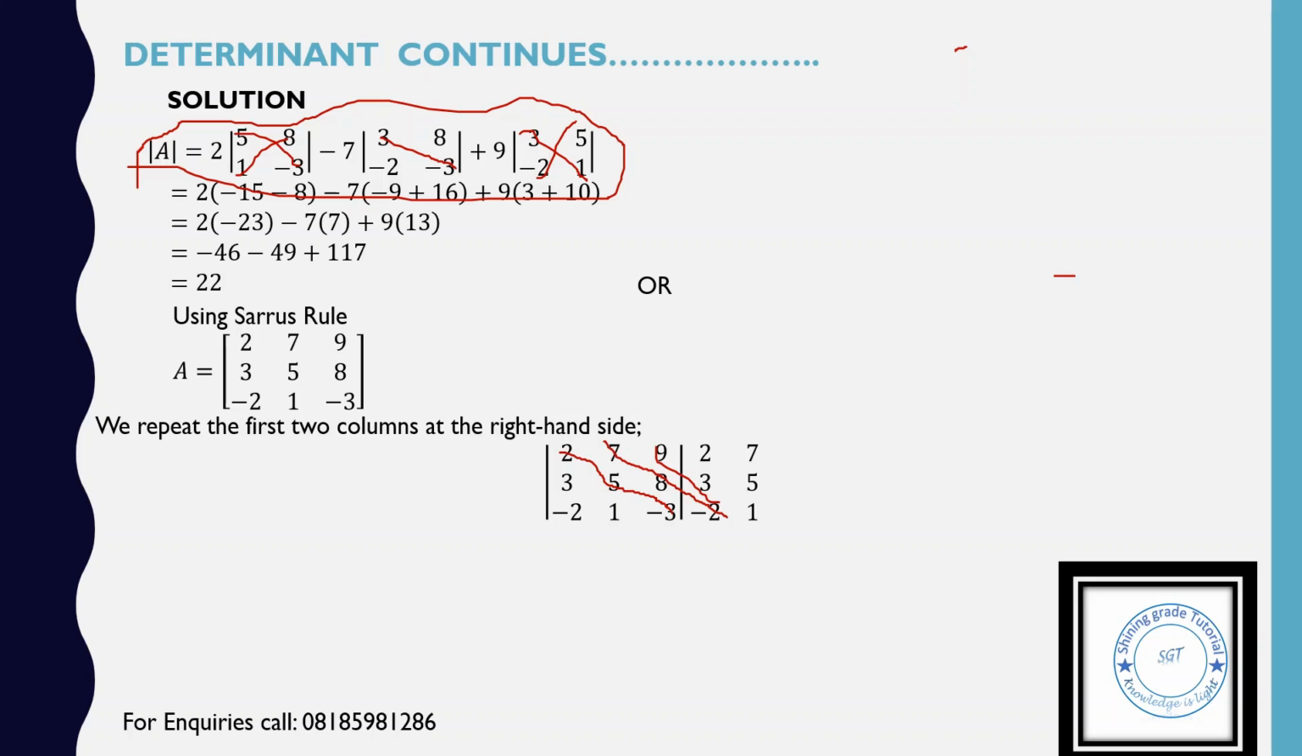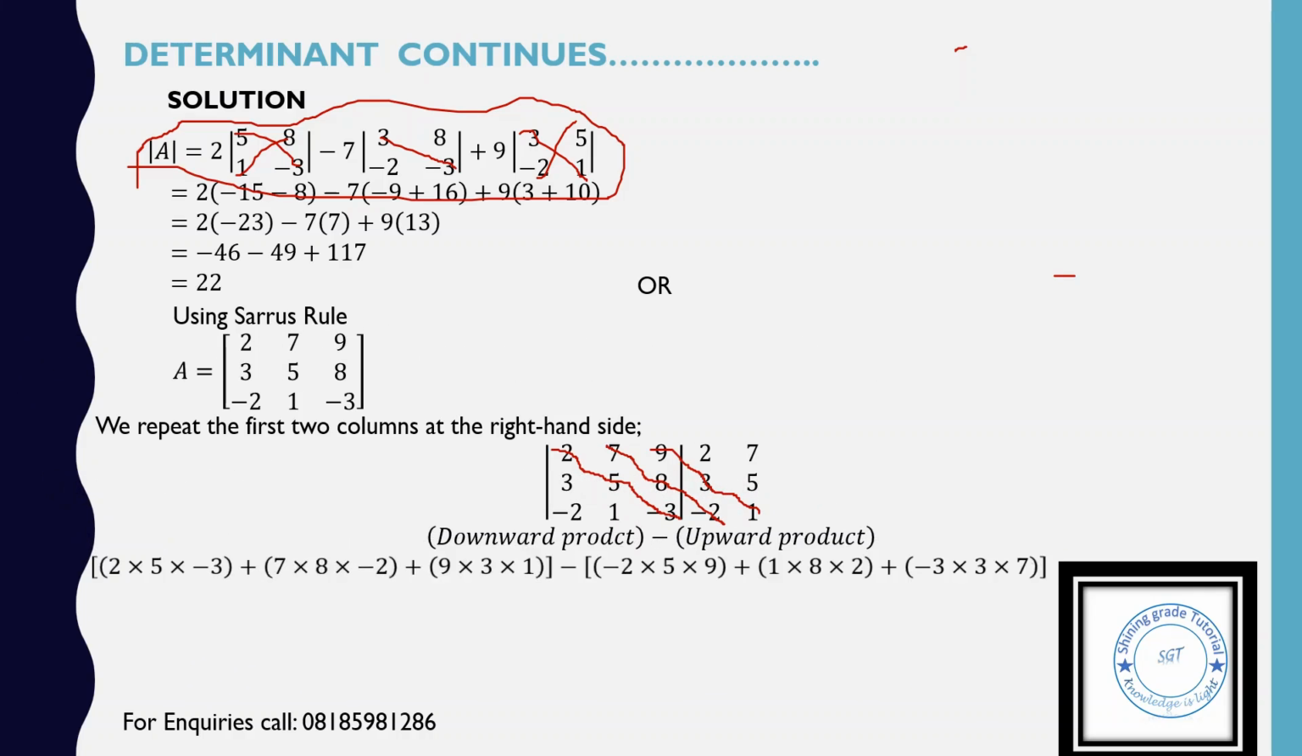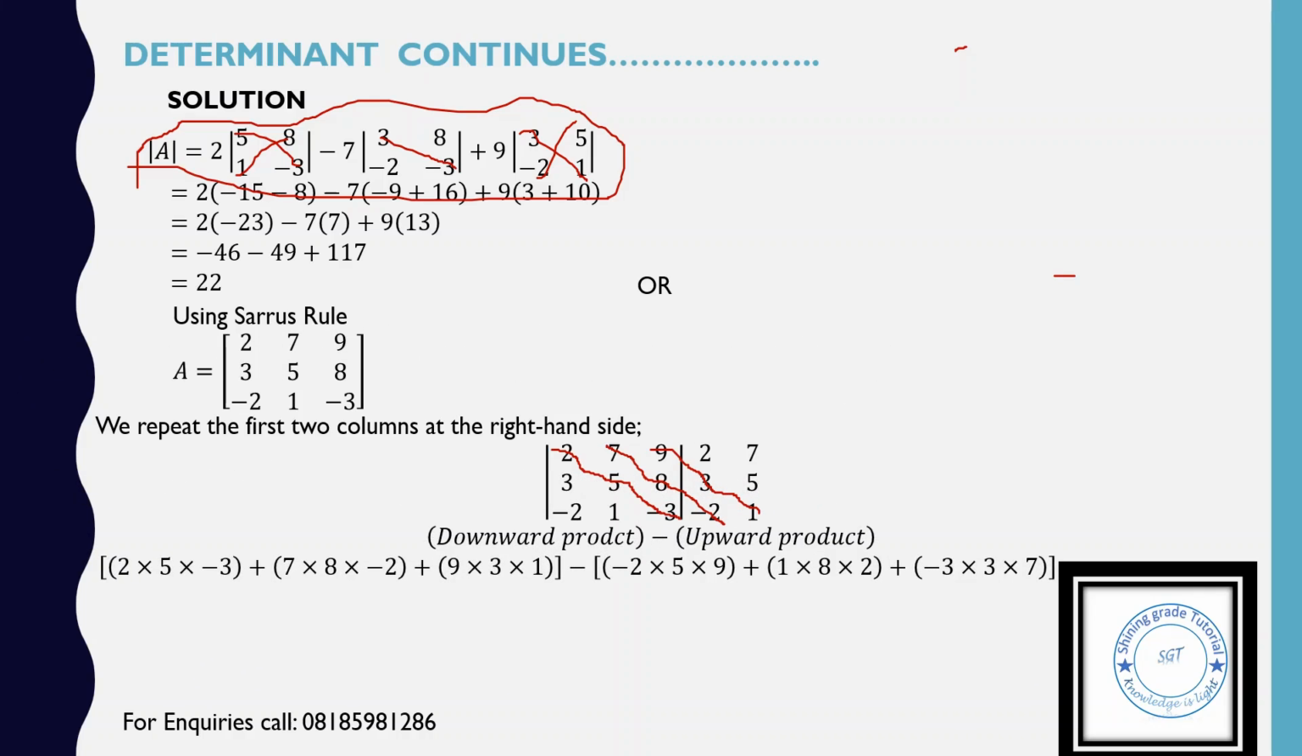I'm sorry. Let me make it perfect. So you try to group them in 3. So we have then groups of 3. Now you have to multiply them, as shown. So we have downward product minus upward product. So the first thing we need to do now is multiply this.